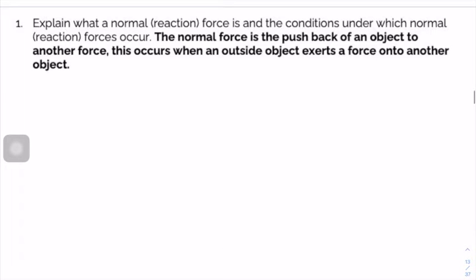Okay. The normal force is the push back of an object to another force. This occurs when an outside object exerts a force onto another object. Okay, so I wasn't too sure about the first part of the sentence. Normal force is the pushback of an object to another force. That's a little unclear, but the second part, I've got object one, object two. No details, though, about its electrons repelling.